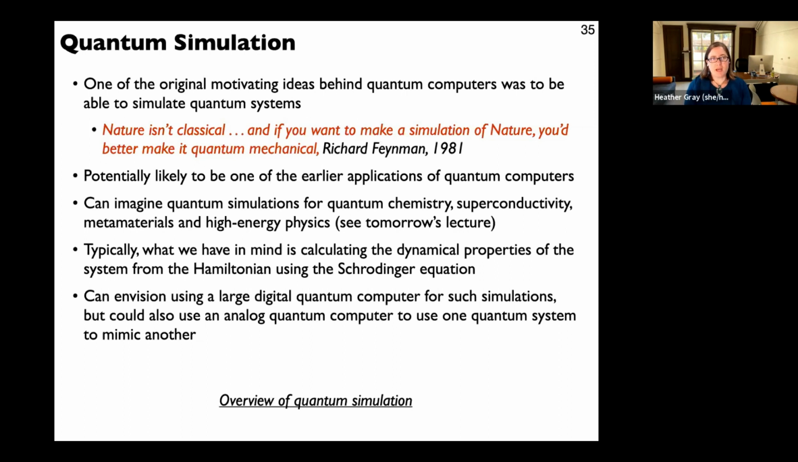Typically, what one has in mind for this is to calculate the dynamical properties of the system from the Hamiltonian using the Schrödinger equation. You could envision using a large digital quantum computer for such simulations. You could also use an analog computer to use one quantum system to mimic another. If you're interested in learning more, I've linked an overview there.